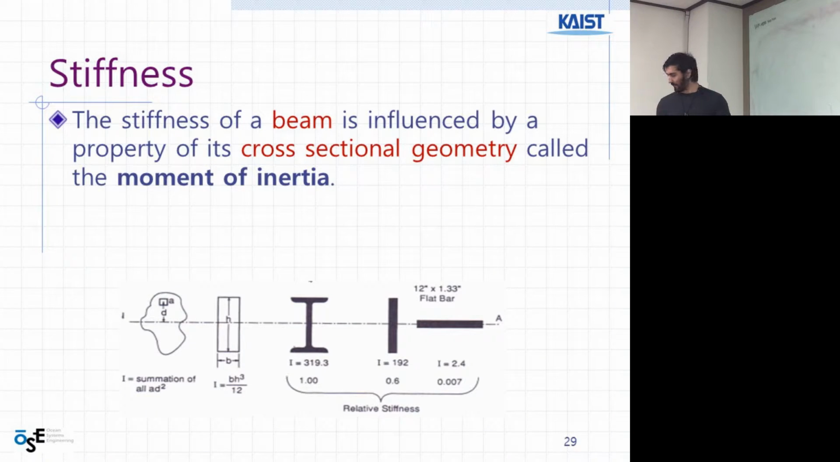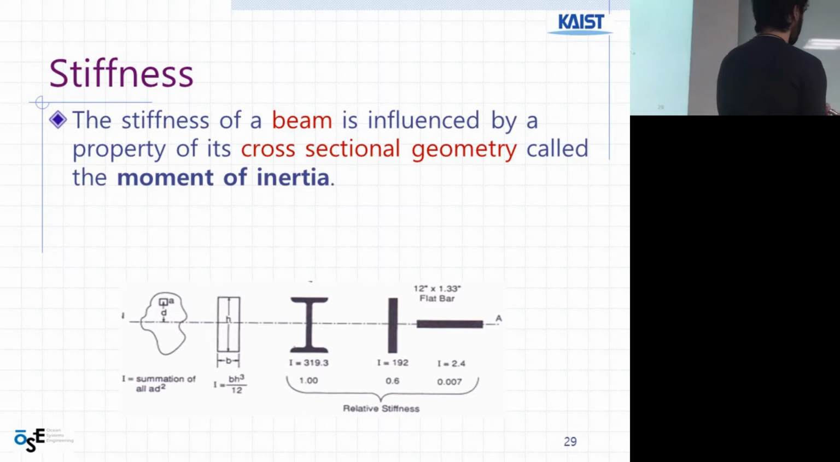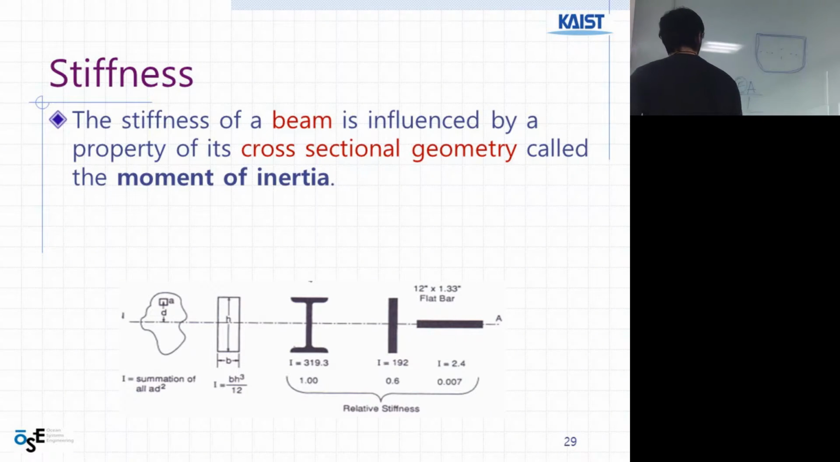For example, the axial stiffness for an element under normal tension and compression is given by this formula. Here this is Young's modulus, and this is stiffness.